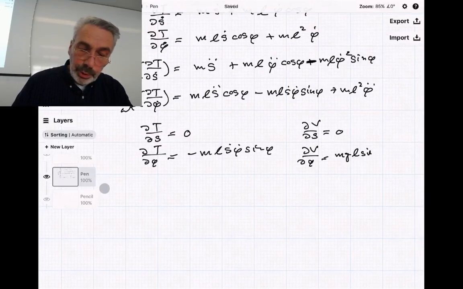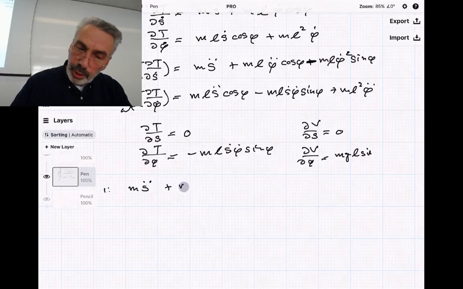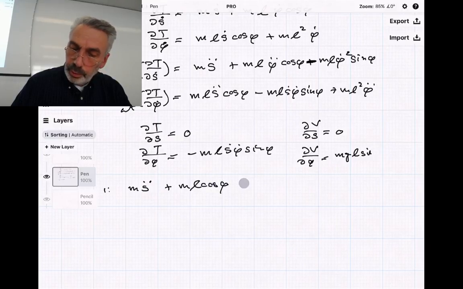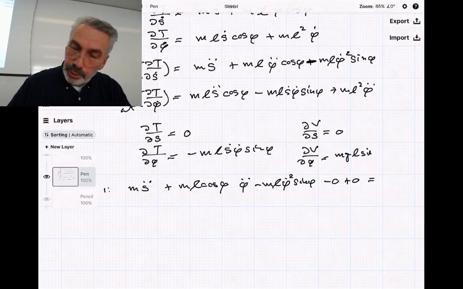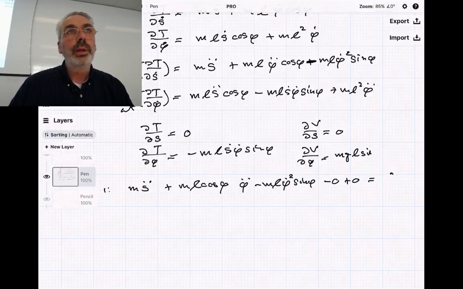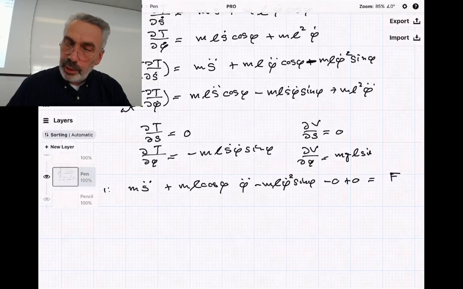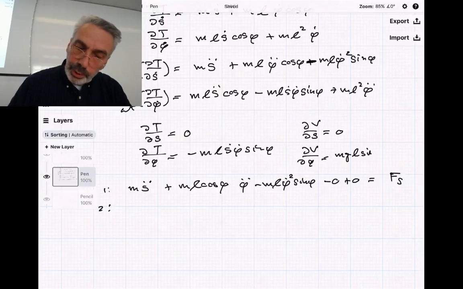So then the first equation is m s double dot plus m l cosine phi phi double dot minus m l phi dot squared sine phi. And then minus this term, so minus 0, plus this term, plus 0 is the Q1. Q1, I would say, is the F_s, this force which goes back and forth. In the second equation, now I'm going to reorder the terms a little bit. I start with this one, and then I take this one.